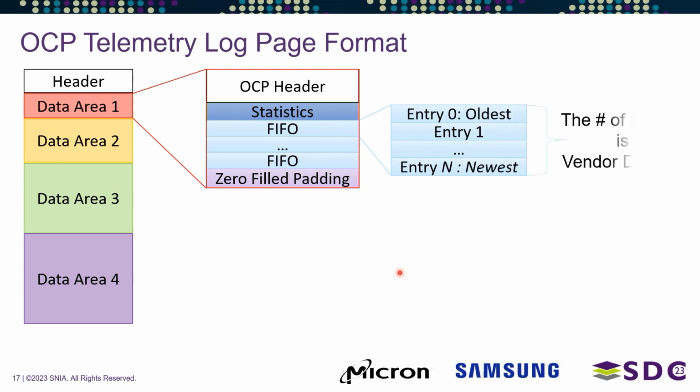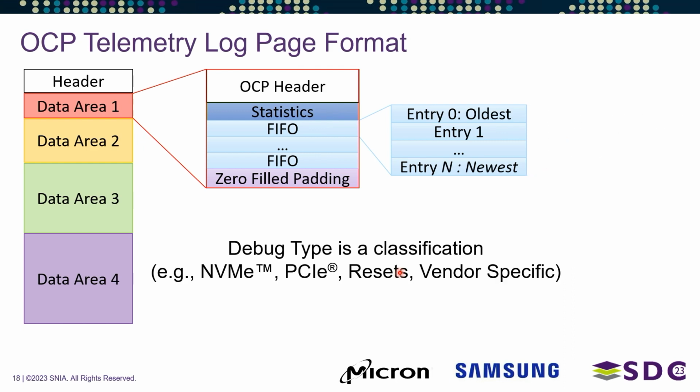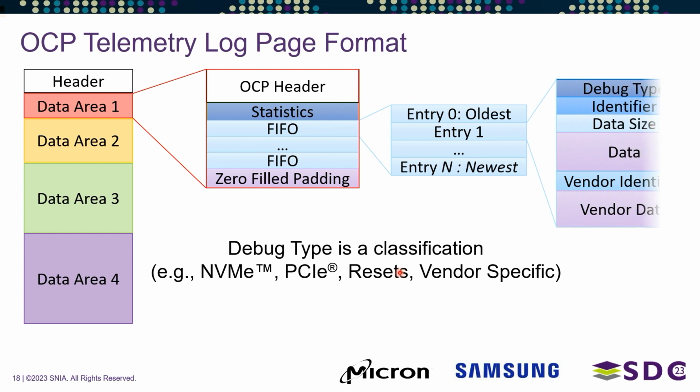When you look at the FIFO, it's a FIFO. You get to define how many entries are in your FIFO. It's vendor defined what goes in there. And when we look at an individual FIFO, there's several things that are in there now. There's a tuple of information. First of all is the debug type. The debug type, it's a PCI type issue. It's a reset. It's a vendor specific issue. You can have different debug classes.